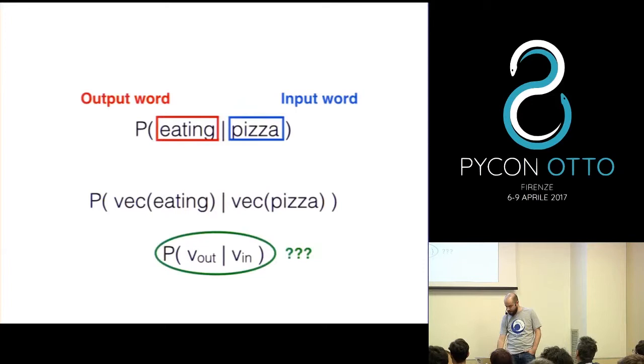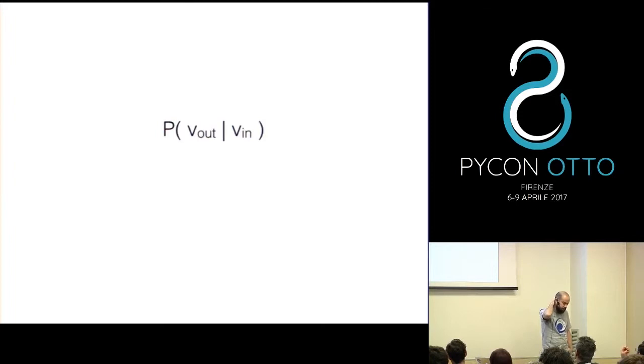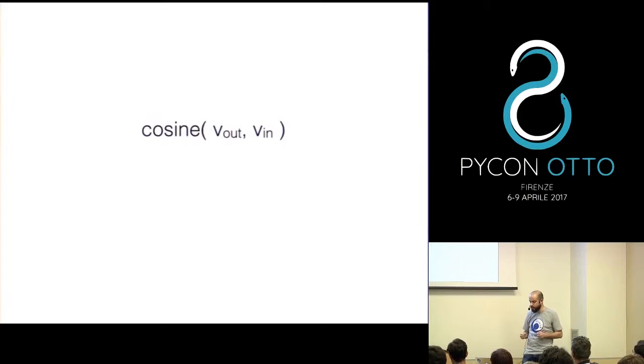So the next step is to work on this. Now, we have this probability between vectors. Ideally, we want the probability to be high when the vectors are similar. So we have a notion of vector similarity here. And a fair option is to consider cosine similarity. It's quite a common way to compute similarity between vectors. One problem is cosine similarity is not a probability. It's a number between minus 1 and 1.